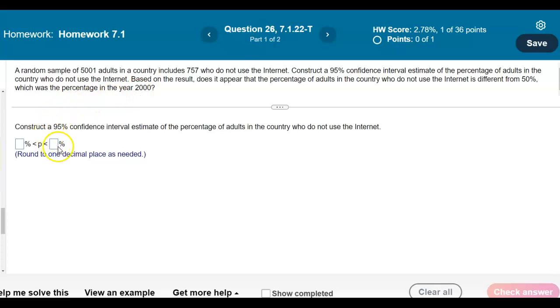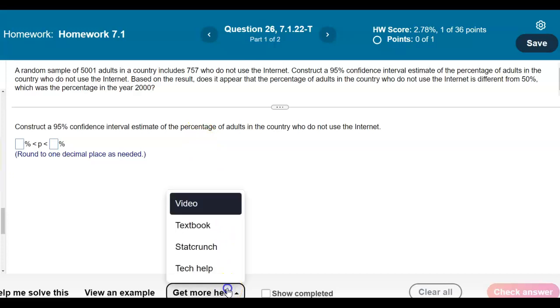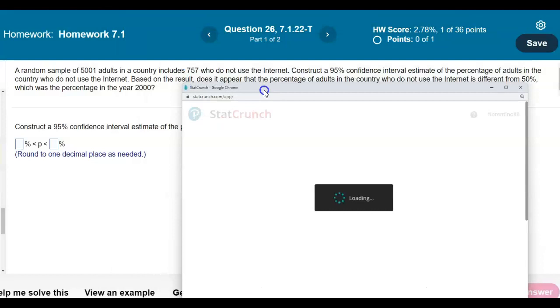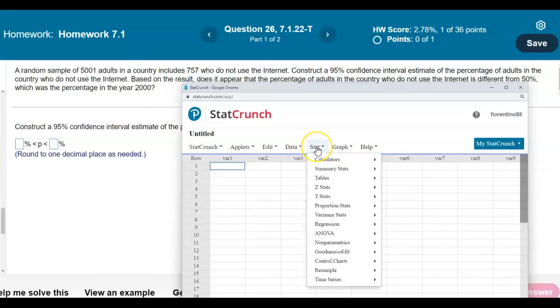So in order to construct the 95% confidence interval estimate of a percentage, we're going to use StatCrunch. We're going to open up StatCrunch. Okay, and so in Stat, we're going to go to Proportion Stats because we're dealing with a proportion. We're going to go to One Sample, and then since we have a summary, we're just going to go ahead and select With Summary.